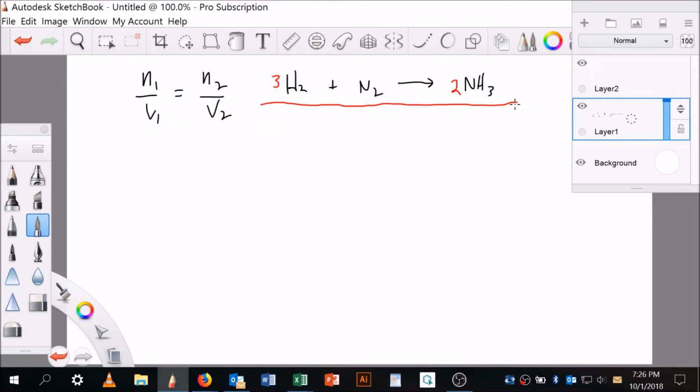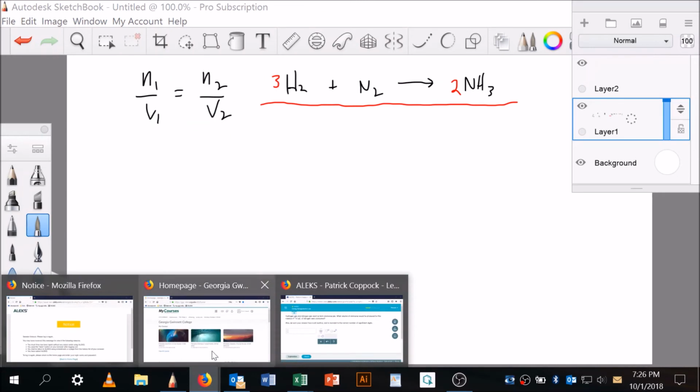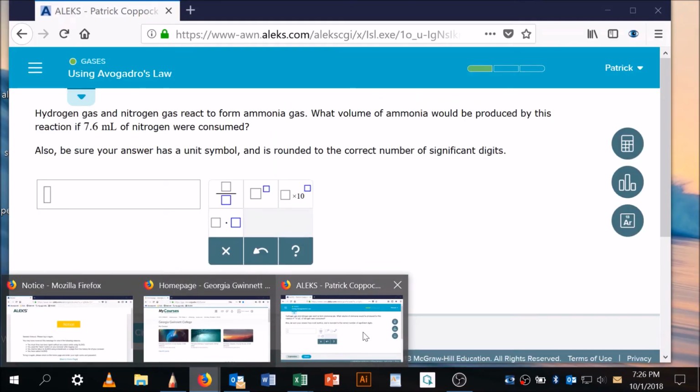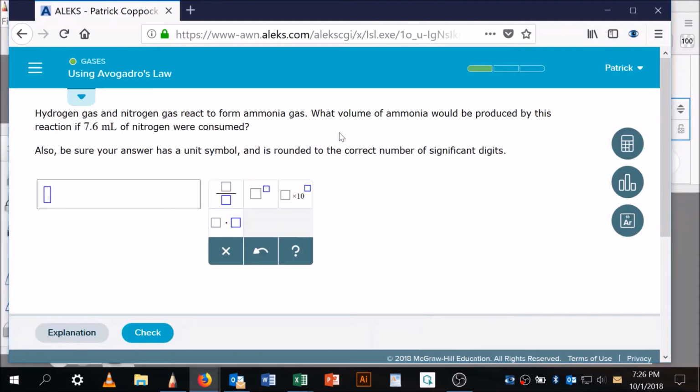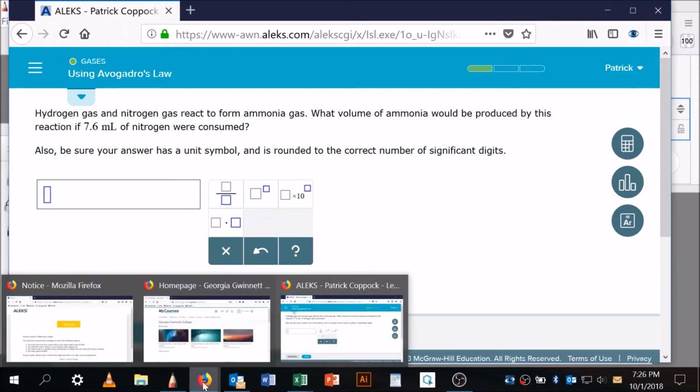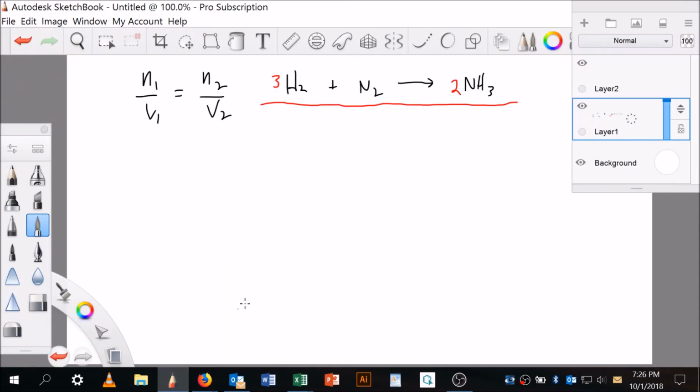Okay. Now let's go back. This one doesn't require naming, I don't think. Well, you have to know what hydrogen gas is, but my feeling is that's going to be a little easier than using methane. So 7.6 mL of nitrogen were consumed. If 7.6 mL of nitrogen are consumed, milliliters, and let's suppose this is 1 mole, so we'll go 1 mole.